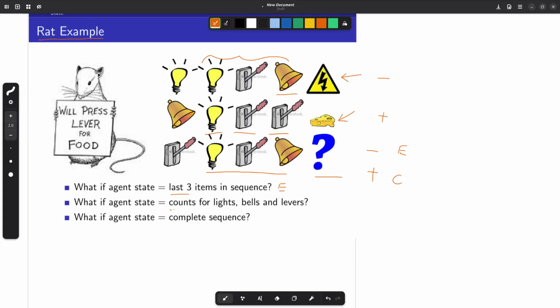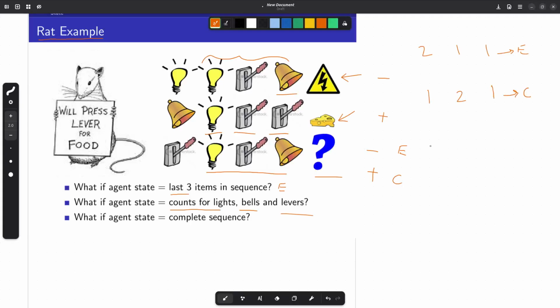Another state could be counts of lights and bells and levers. So you can count these. In the first observation, you have two light bulbs getting lit. You have one lever and one bell. So after these observations, you get electrocuted. In the second one, you have one light bulb. You have two levers, and you have one bell. So after this observation, you get a positive reward of cheese.